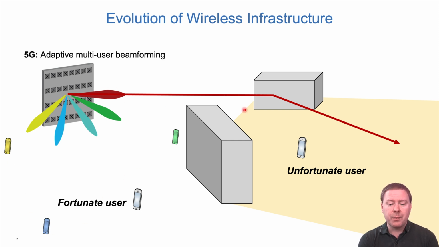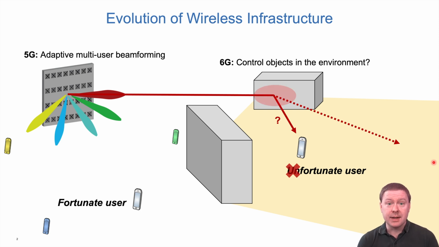We can still now, when we want to serve the user around the corner, beamform a signal directly towards this building here, but we can't change how the building is reflecting the signal. So even if we might get a little bit more power towards this unfortunate user, we will still have a reflection that we can't control. And this is what people are imagining in 6G, that we can deploy new infrastructure components that can control the wave propagation between the transmitter and the receiver, and maybe reflect the signal directly towards the user here and turn it into a fortunate user as well.